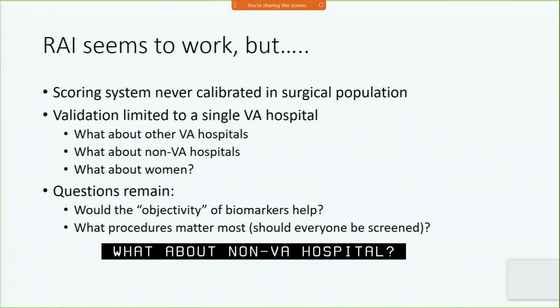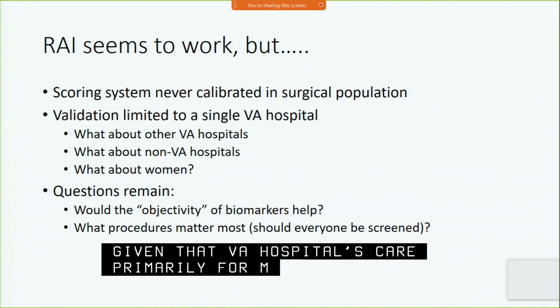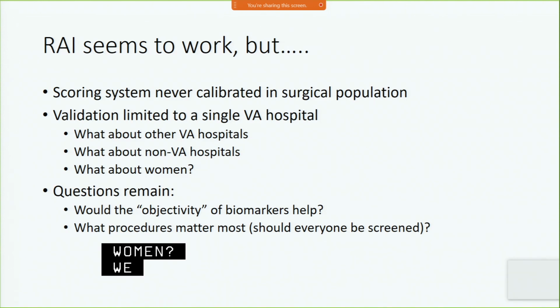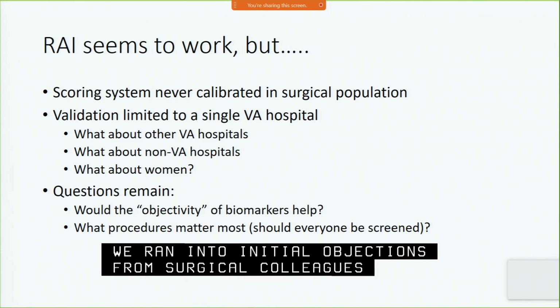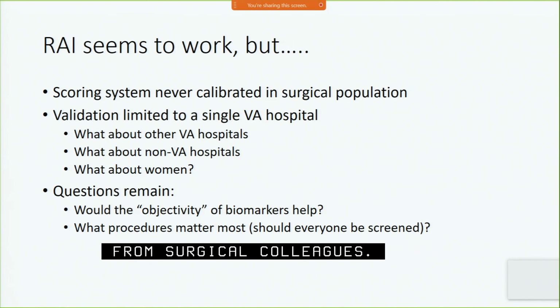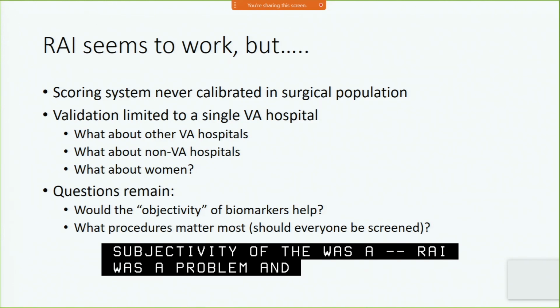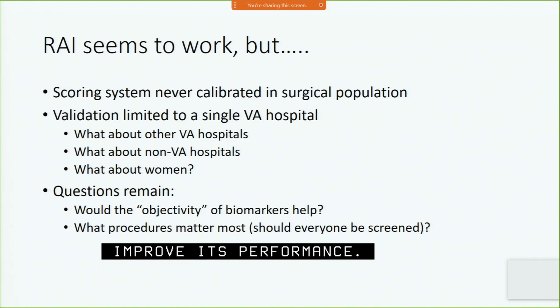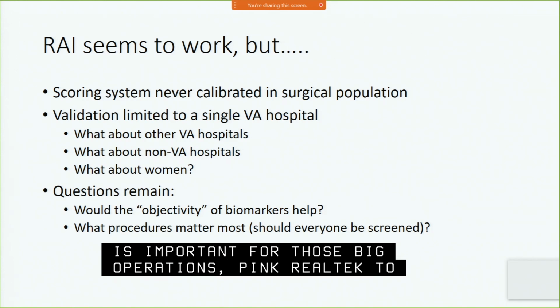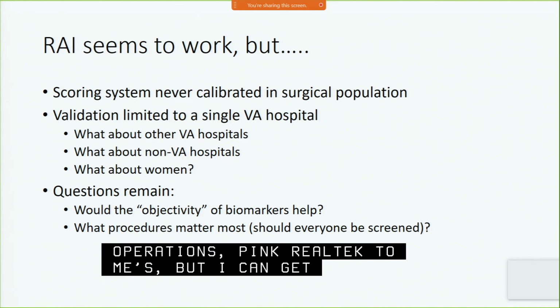In addition, we ran into some initial objections from our surgical colleagues. Number one, they were concerned that the subjectivity of the RAI was a problem and that they wanted us to add the objectivity of biomarkers to try to improve its performance. In addition, they sort of said, yeah, frailty is really important for those big operations, the esophagectomies and the pancreatectomies that we do, but I can get anybody through a hernia operation. We'll see. We didn't have data to be able to try to understand that.